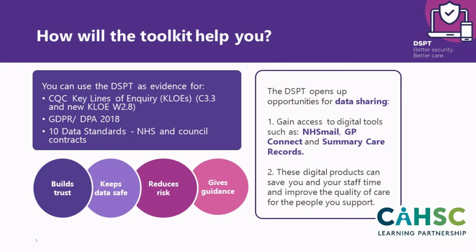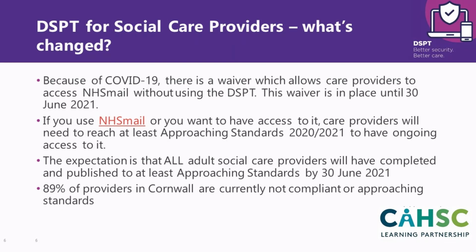So, Data Security Protection Toolkit for social care providers, what's changed? Because of COVID-19, there is a waiver in place at the moment that allows you to access NHS Mail without using the toolkit. However, this is only in place until the 30th of June 2021, and after this time you will need to have completed and published the toolkit to access NHS Mail and continue using it. So the expectation is that all adult social care providers will have completed and published to at least approaching standards by the 30th of June 2021.